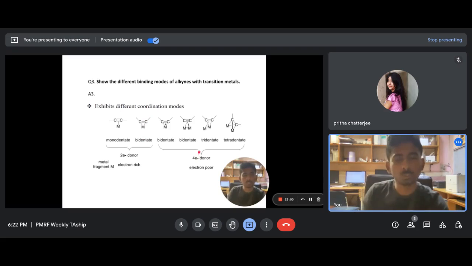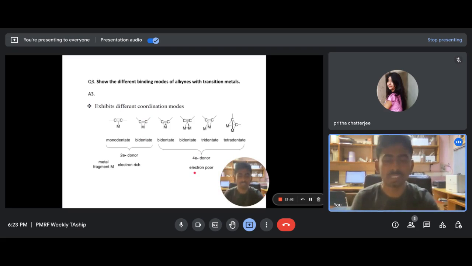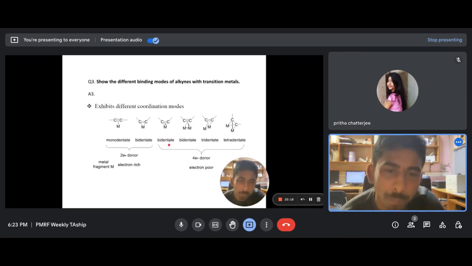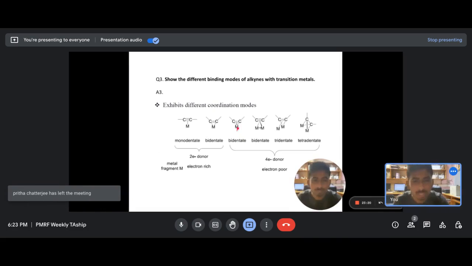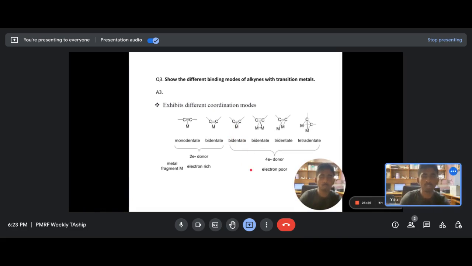The next one is the electron poor system, that is the electronically deficient transition metal system, the early transition metals. So chromium, molybdenum, tungsten, scandium, titanium, vanadium, such kind of metals will prefer this kind of bonding. The first one is the bidentate one. Since they are electronically poor, the urge for electrons is much more in these early transition metals.